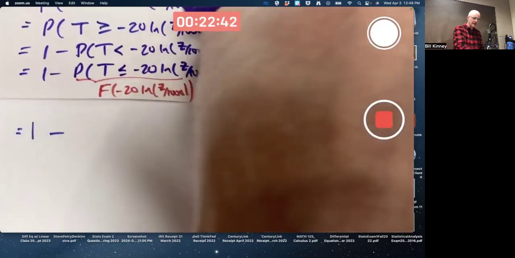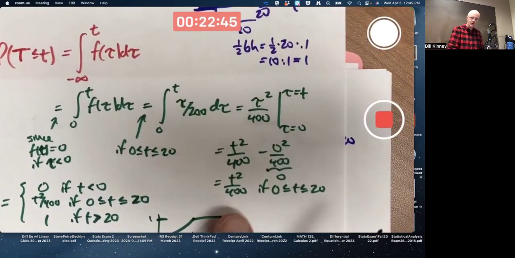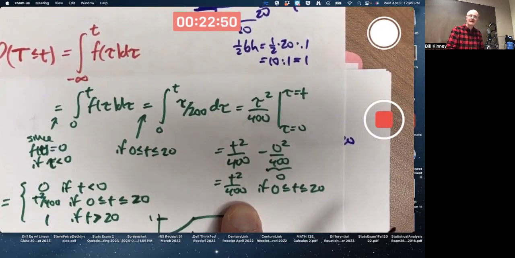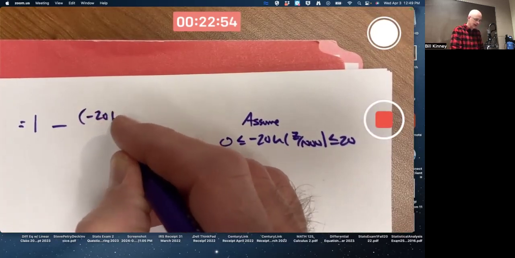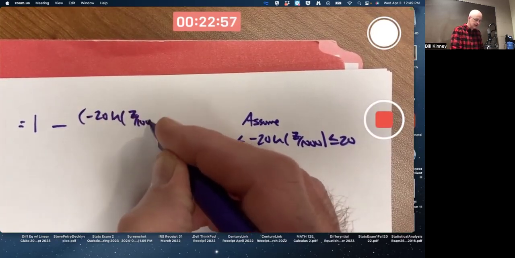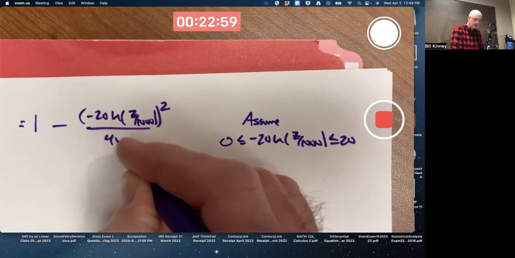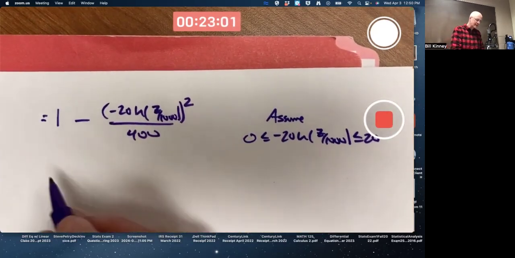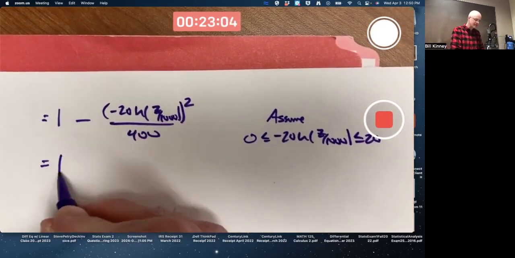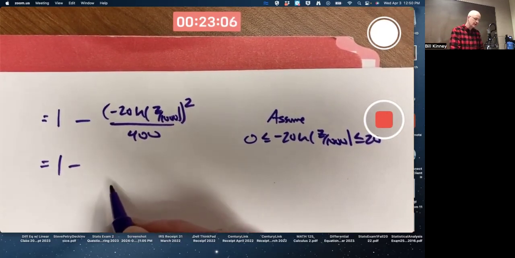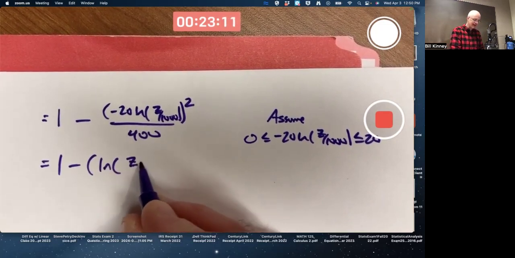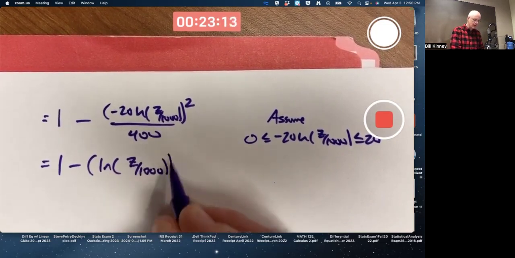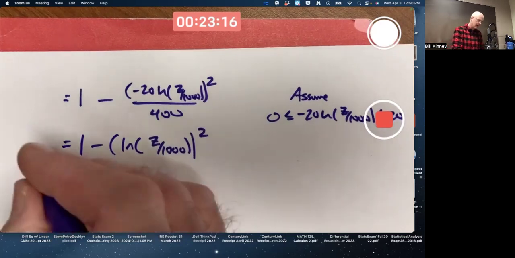I want to now use the formula in that case, t squared over 400. Replace t with the crazy thing: t squared, negative 20 ln of z over 1,000, squared over 400. Negative 20 squared is positive 400. Positive 400 divided by 400 is 1. The 400s cancel, and you're left with 1 minus ln of z over 1,000 quantity squared. There's capital G.